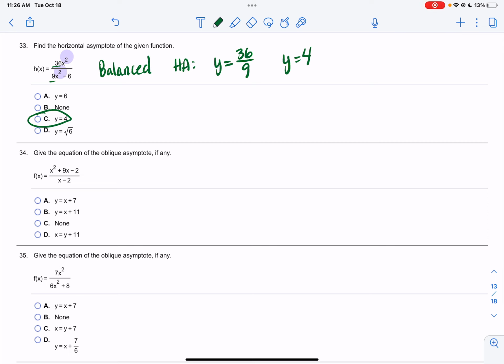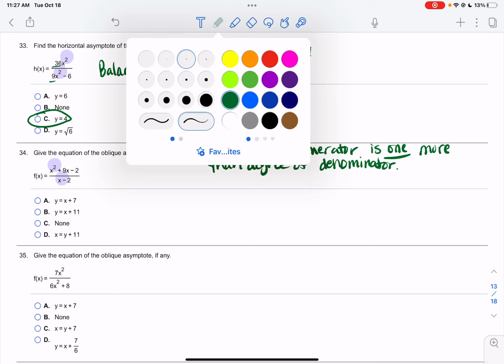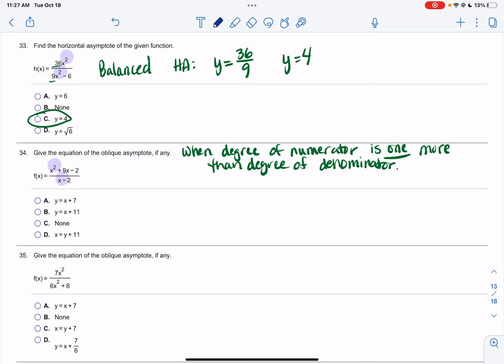Number 34, give the equation of an oblique asymptote. Oblique asymptotes happen when the degree of the numerator is exactly one more than the degree of the denominator. And this is the case. We look at the degree of the numerator is 2 and the degree of the denominator is 1. Now the way we find the equation of that oblique asymptote is by using synthetic division.